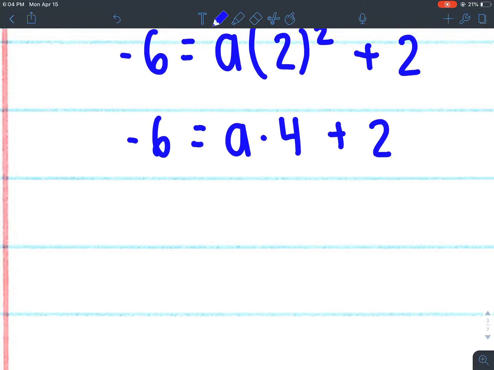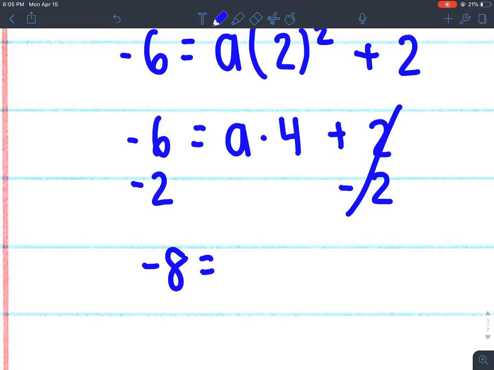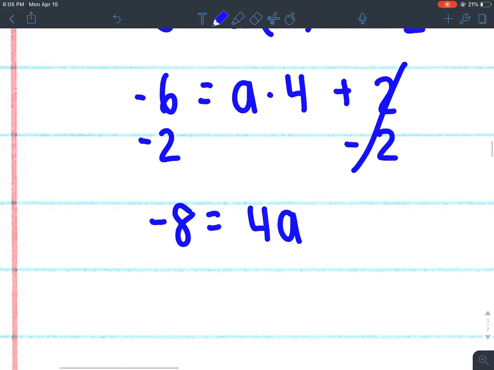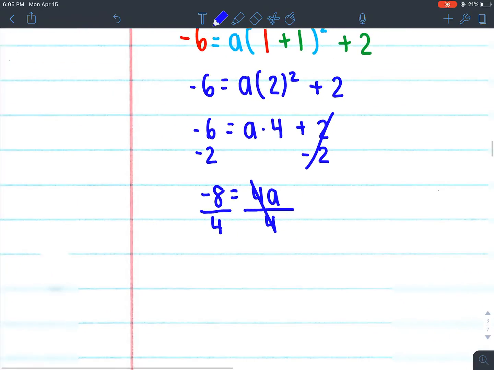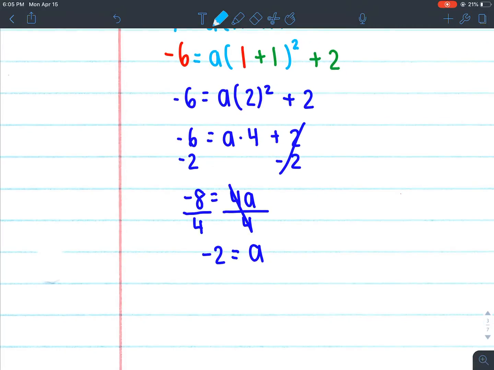2 squared is going to be 4, so you have a times 4 there. Okay, and I want a by itself. So the first thing I'm going to do is subtract 2 from both sides. So I have negative 8 equals 4 times a. Remember, a times 4 and 4 times a are the same thing. Divide both sides by 4. So I have a equals negative 2.